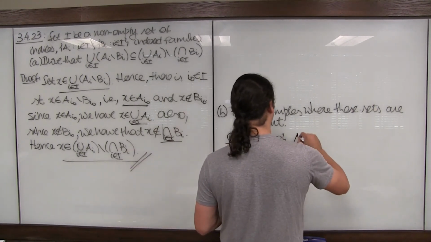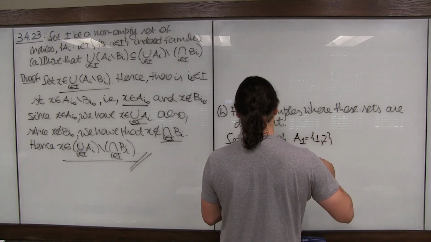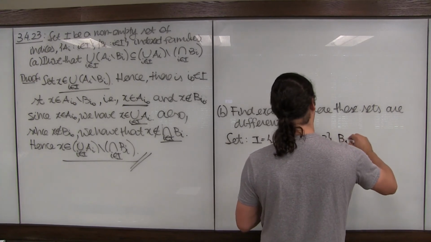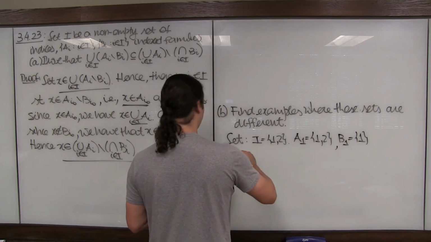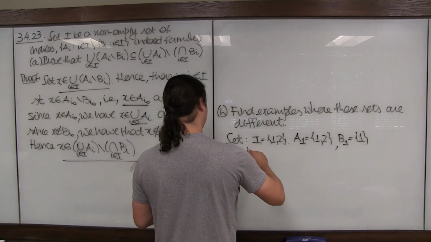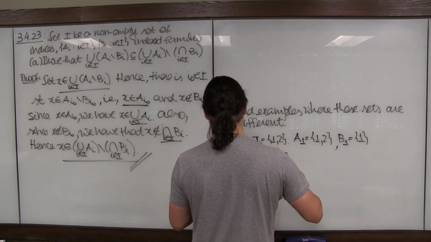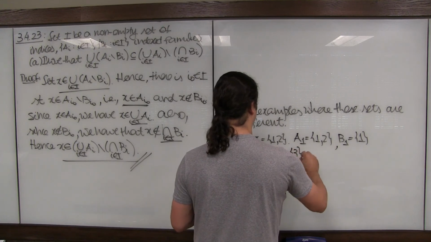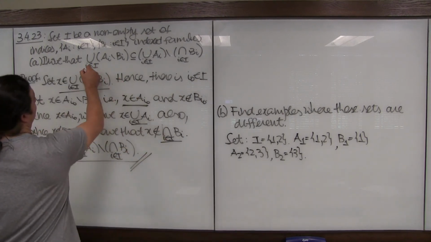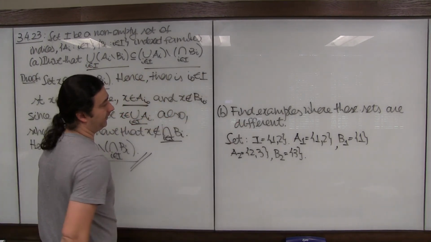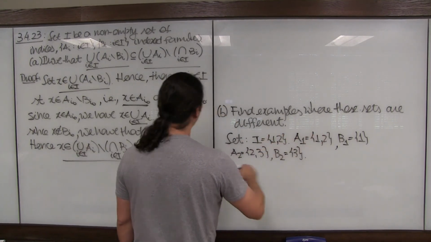So what are my A's? I have A1 is {1, 2}, and B1 is only {1}. And I have A2 is {2, 3}, and B2 is only {3}. So now the claim is that these sets are different for those two families, the A's and the B's, and you just compute it.